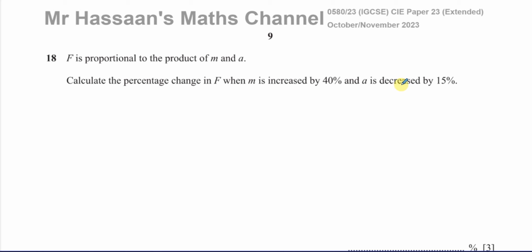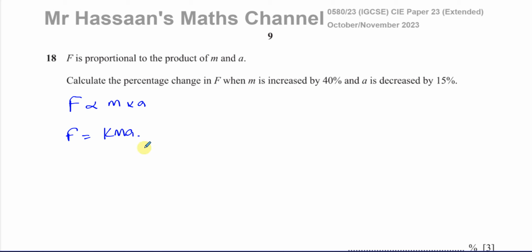This is paper 2, variant 3. And here we have a question about proportion and percentage change. It says F is proportional to the product of M and A. So we can write that as F equals K times MA.